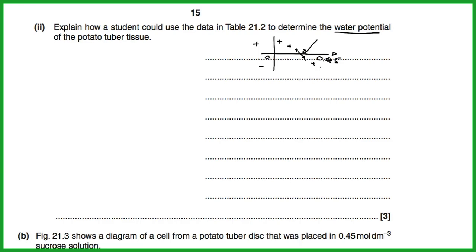Another way that you could have determined this more accurately is, remember that between 0.2 and 0.3 is where you get the change from gaining mass to losing mass. So if you did more measurements between 0.2 and 0.3, say 0.21, 0.22, etc., then you would be able to more accurately determine the water potential of the potato tuber tissue.